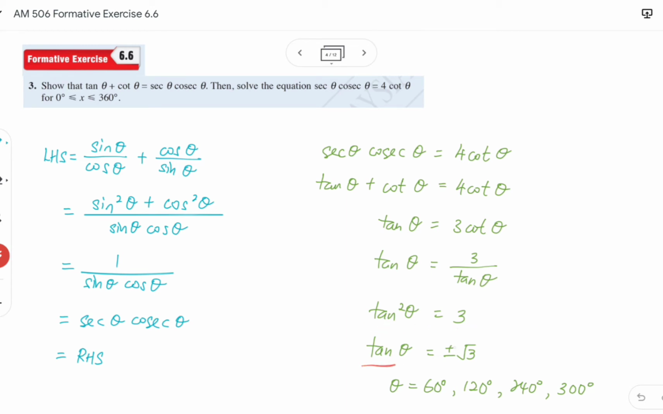So our tangent theta will be plus and minus root 3. The reference angle for tangent theta equals root 3 is 60 degrees. Then we put the 60 degrees as the reference angle in all 4 quadrants, because it involves both positive and negative. Therefore, we get our answer theta equals 60 degrees, 120 degrees, 240 degrees in quadrant 3, and 300 degrees in quadrant 4.